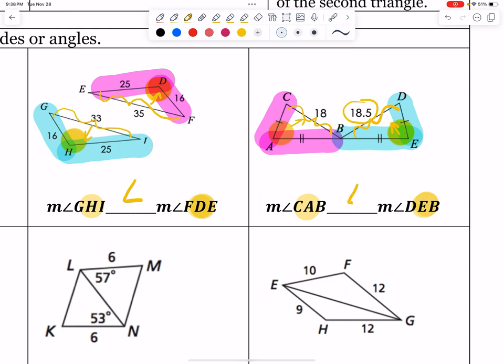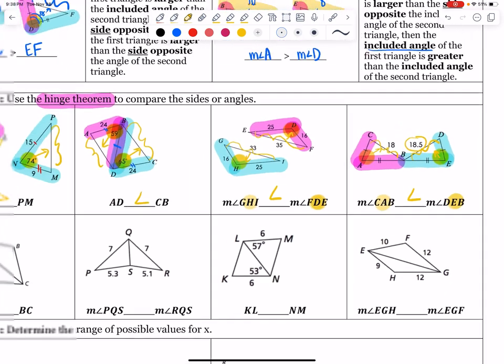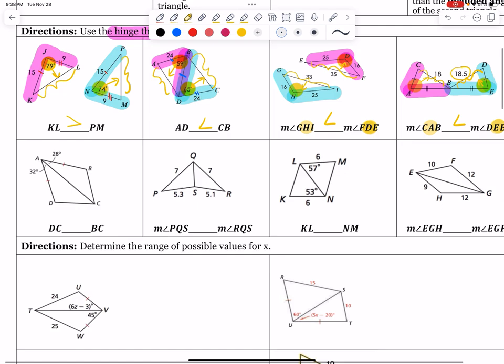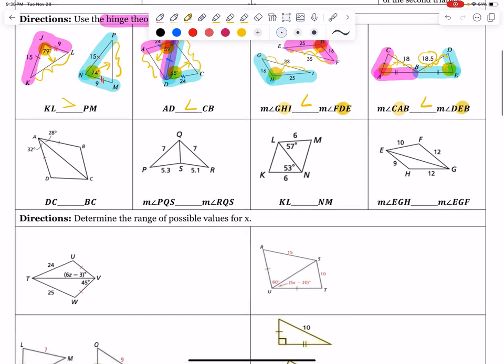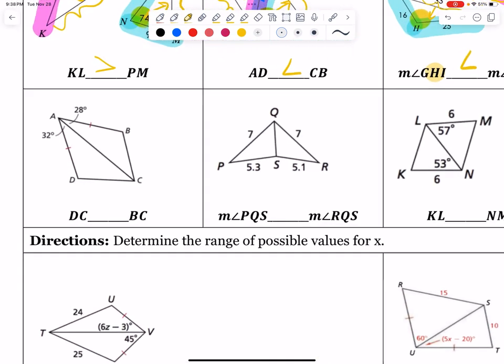So that must mean that this angle, the measure of angle DEB, must be greater than the measure of angle CAB. My encouragement is if you are doing the video, pause it and try these real quick, and then click play to see how you do.